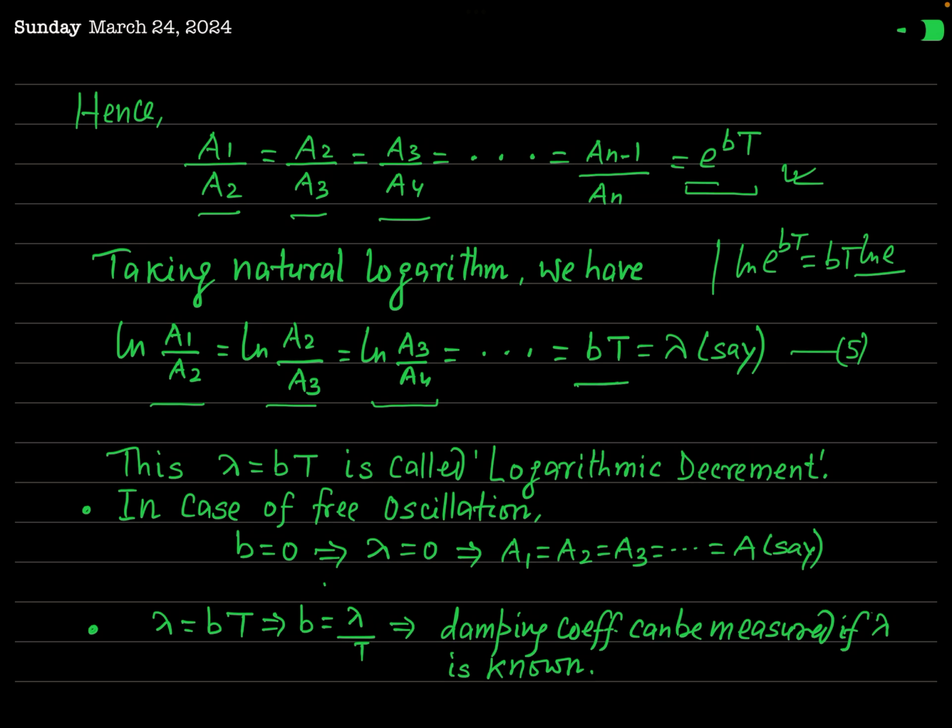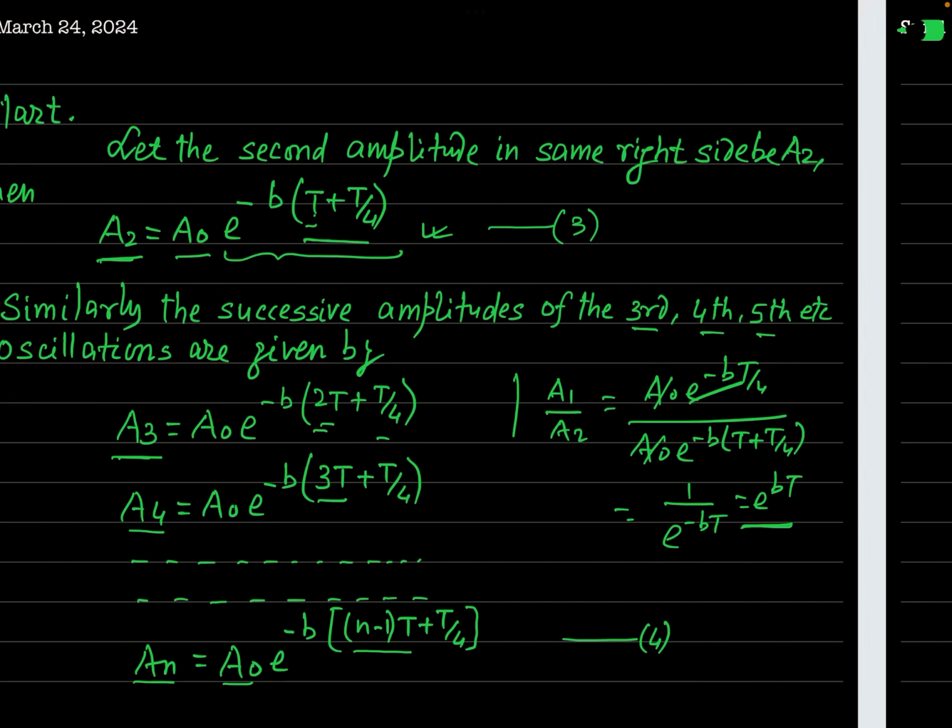Okay, b t, and we have assumed that this b t is equal to lambda. We have assumed this quantity lambda, which is equal to b t, and you can see this is simply the natural logarithm of the ratio of two successive amplitudes on the same side, separated by one time period.